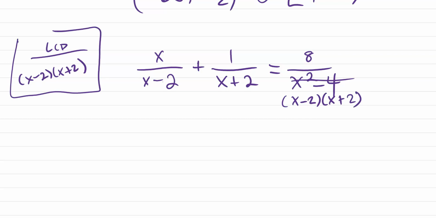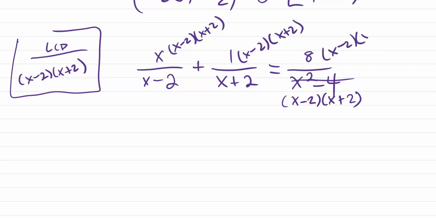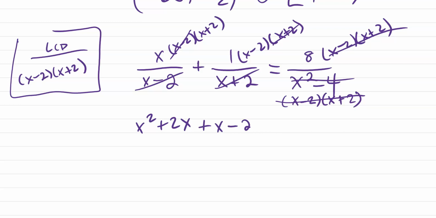And then I multiply each group by x minus 2, x plus 2. On our first one, the x minus 2's cancel. Second one, the x plus 2's cancel. And on the last one, the whole group with the whole group. Now distributing, we get x squared plus 2x, and we get plus x minus 2, distributed to 1, equal to, and now just 8.